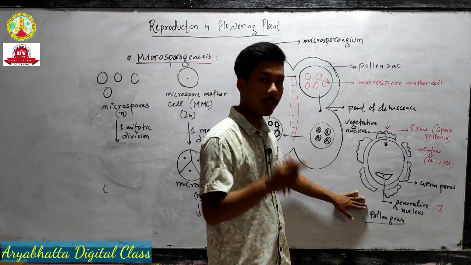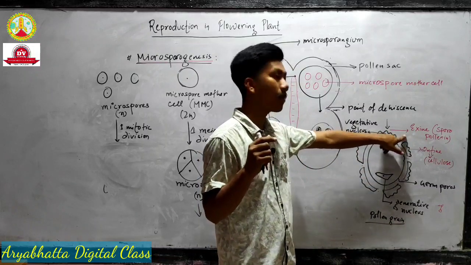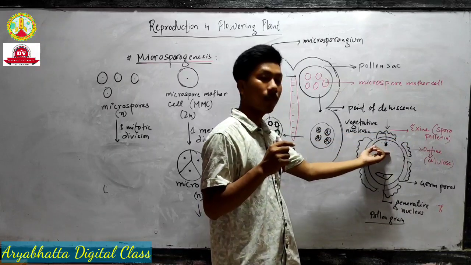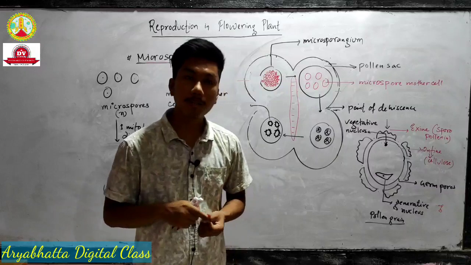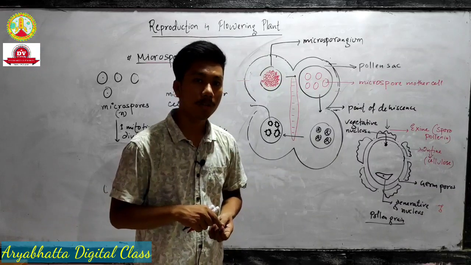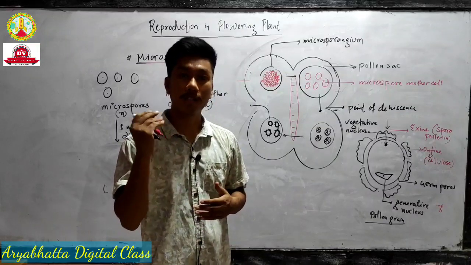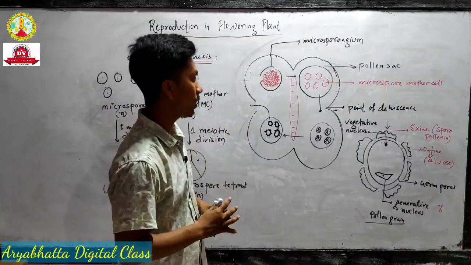Okay, and the pollen grain has two layers: the inner layer, intine, made up of cellulose, and the outer layer, exine, made up of sporopollenin. And the nucleus divides into vegetative nucleus and generative nucleus. The generative nucleus takes part in reproduction. The vegetative nucleus is responsible for formation of pollen tube. That's it. That is the overall process of microsporogenesis.